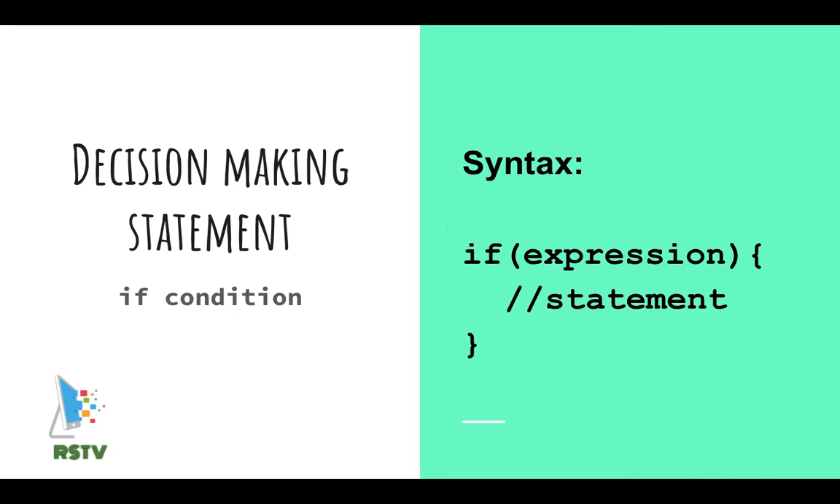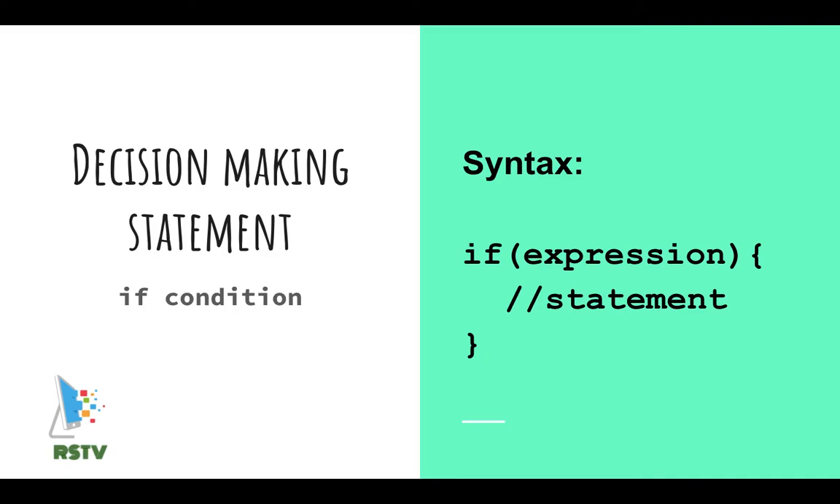Decision making statements. The if condition. See the syntax on the right side. If condition, this is the expression and the statement. When the expression is true, then only the statement will execute. Otherwise, it will execute the other lines of code in the program. If the expression fails, it doesn't execute the statement, it skips the entire block and executes the other lines of code in the program.